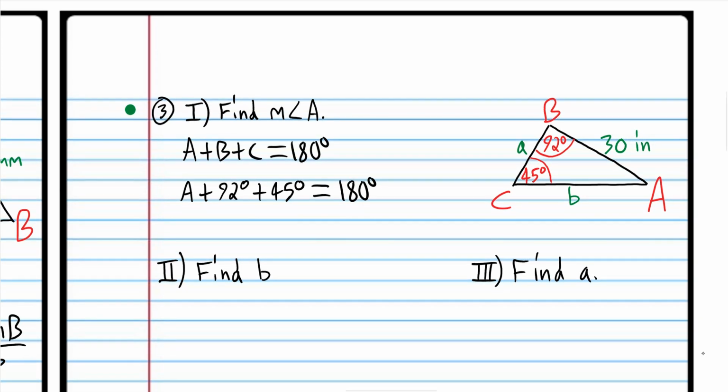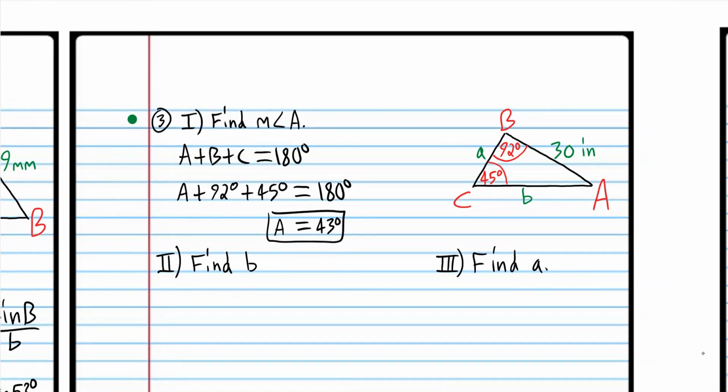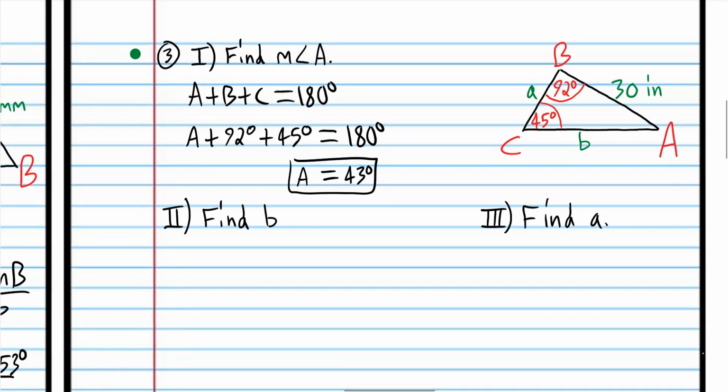Okay, so now let's do the math. If we do the math, we get 43 degrees. So the measure of angle A is 43 degrees. If you got that one right, good job.